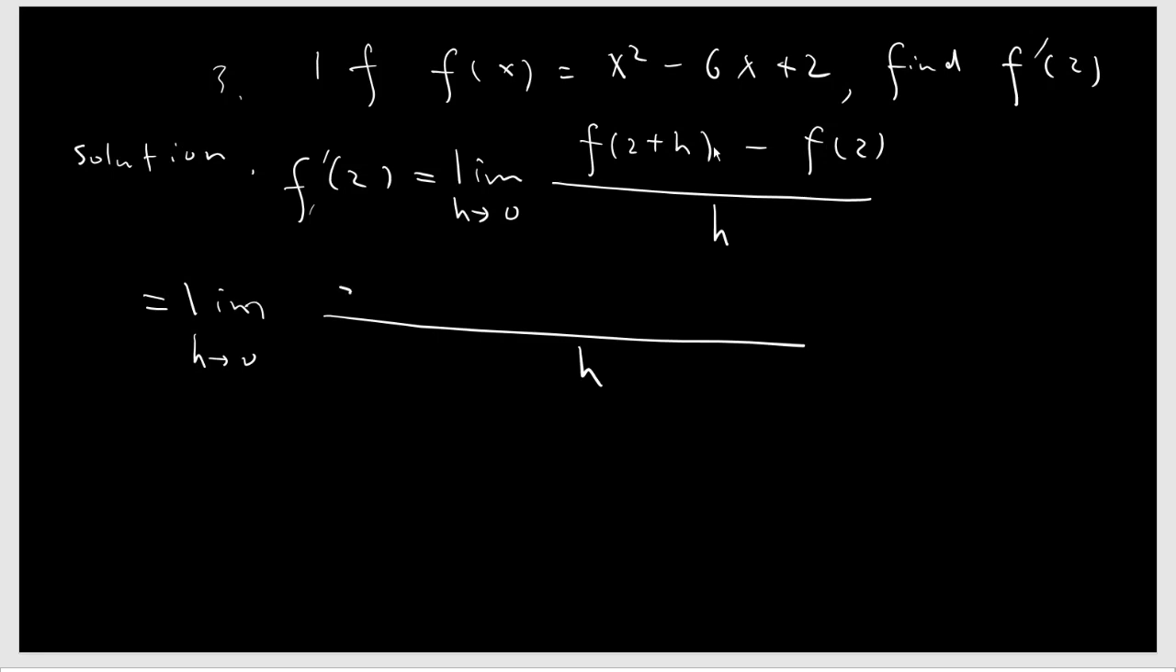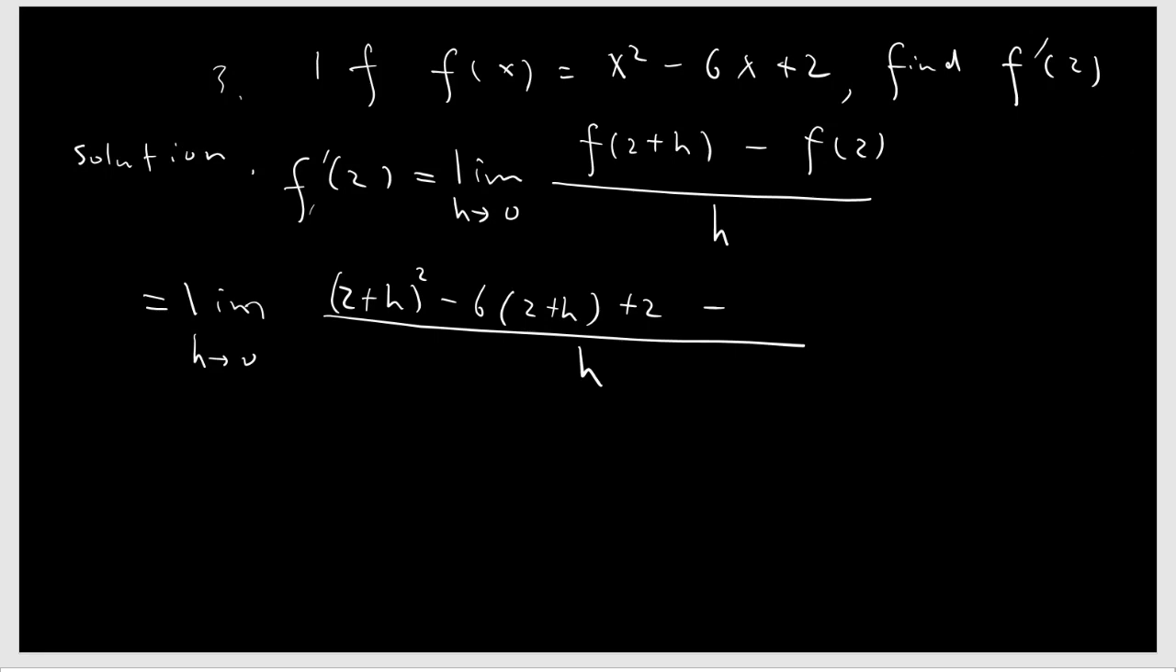So you have x squared. Now try to use brackets to avoid some mistakes. x squared minus 6x. Wherever I said x, I replace x with 2 plus h. x squared minus 6x and then plus 2, right? And then the next part is the value of the function at 2. The value of the function at 2, you just plug 2 into the function.